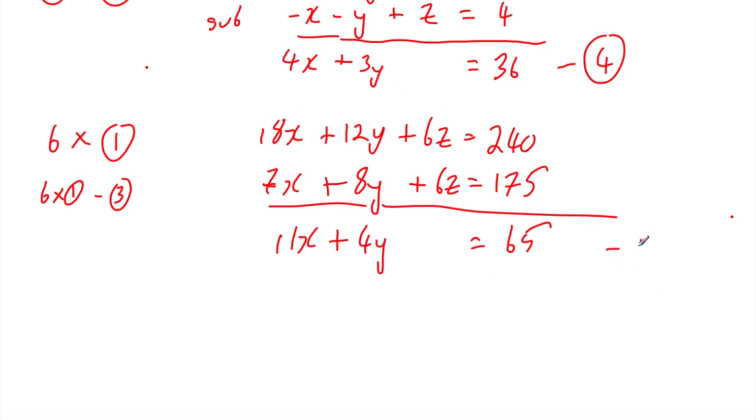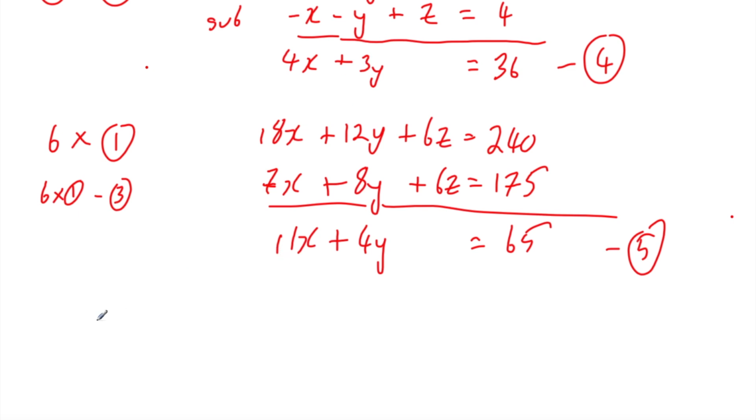Okay, so we've called that equation 5. So we've now got equation 4 and equation 5. We've got 4x and 3y, and we've got 11x and 4y. I'm thinking I'm going to times the top equation by 4 and the bottom equation by 3, and that'll give us 12y and 12y. We could times the top one by 11 and the bottom one by 4 and get 44x and 44x. That would be fine as well.